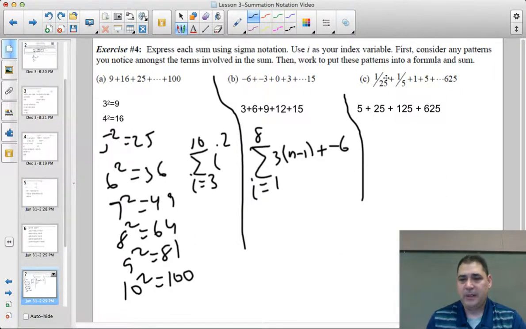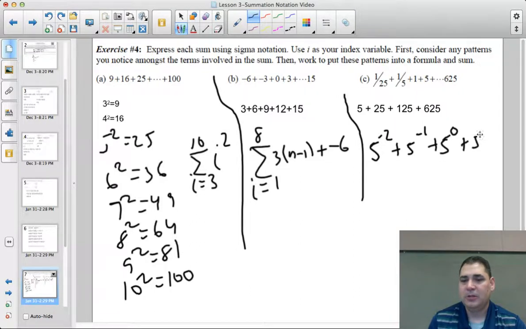What I notice is that it's going from 1/25 to 1/5 to 1, 5, all the way up to 6/25. And there are a couple ways you can do this. You can try to come up with the formula to represent this, or if we rewrite it as 5 to the -2 plus 5 to the -1 plus 5 to the 0 plus 5 to the 1st. What do you notice about the numbers that you see here? They're all 5.